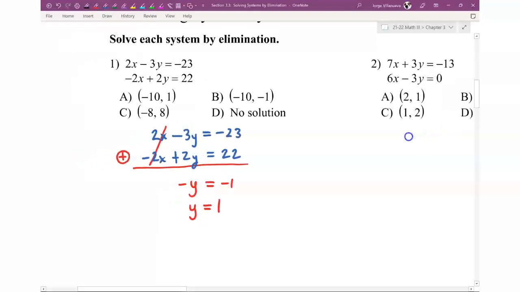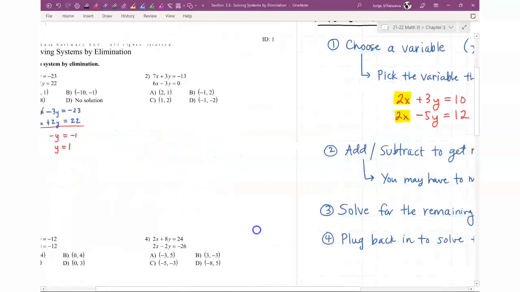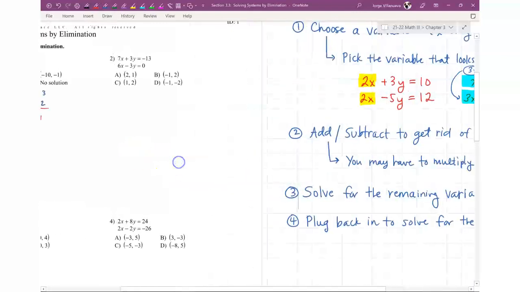Notice, let me show you in terms of steps. I'm going to zoom out real quick. We're already on step 3. You see how fast that happened? Choose a variable, add or subtract, solve for a variable. We did all those 3 steps really quickly. The last step is plug it back in, whatever we found, to find the value of the other variable. That's the last step.